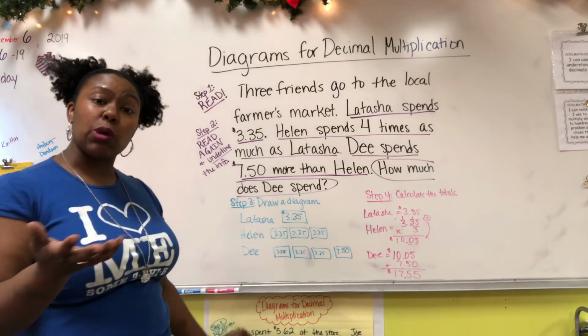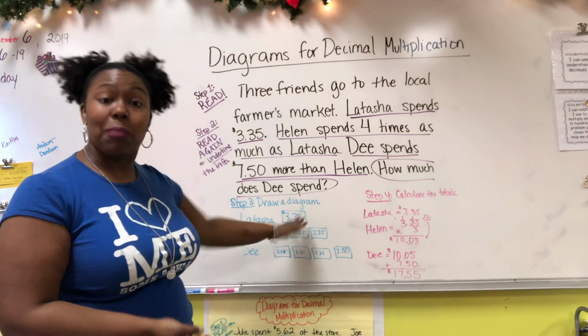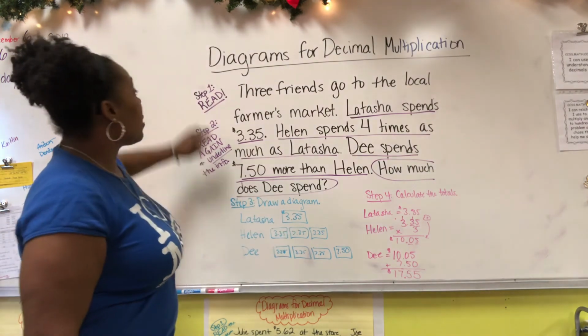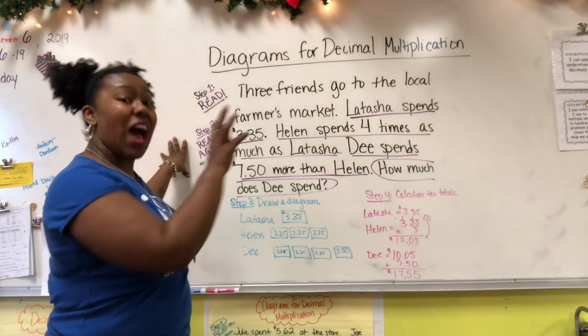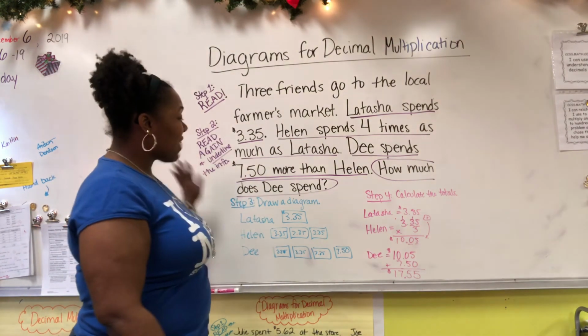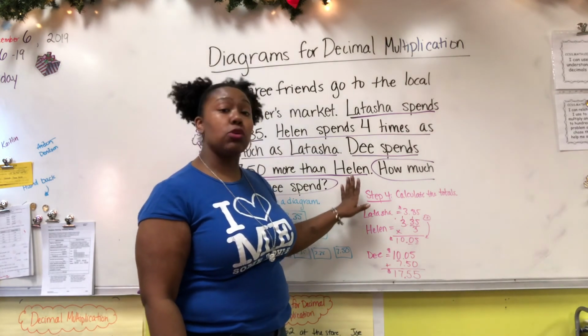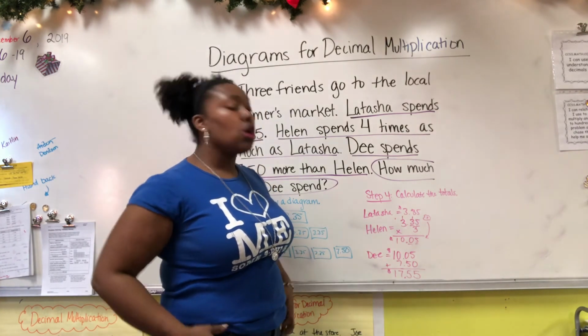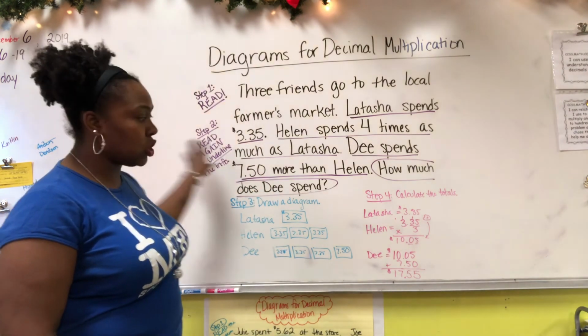Now, when you become a little bit more advanced, it's going to be a little bit easier to skip the diagram, and that's okay. But as long as you're doing step 1, reading the problem, doing step 2, finding that information, and then even if you skip step 3 and you go straight to step 4 and you start calculating those totals, you should have the correct answers. Just make sure you're pulling out the correct information and that your comparisons match up.